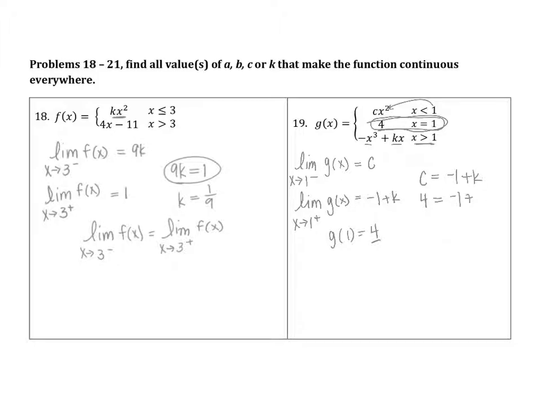And now we can finish solving for k. And notice k is going to be 5. So I have my two values. Again, c had to be 4. Because again, in order for this to even work, that has to be true. Alright, let's look at our next problem.